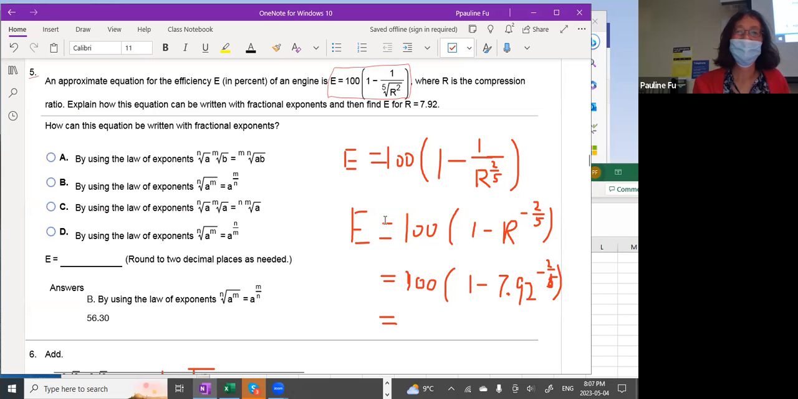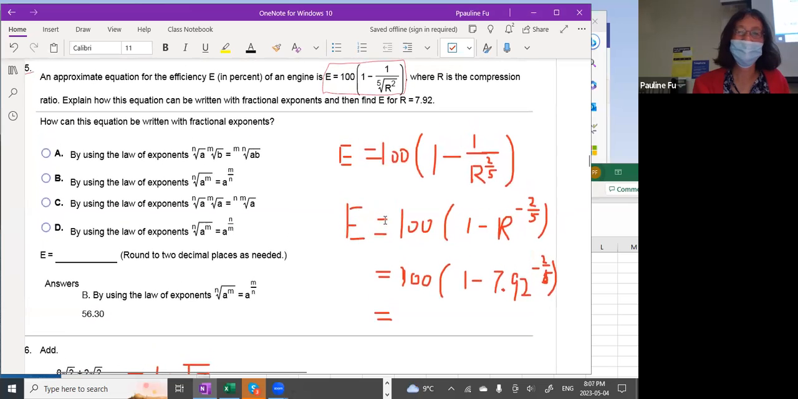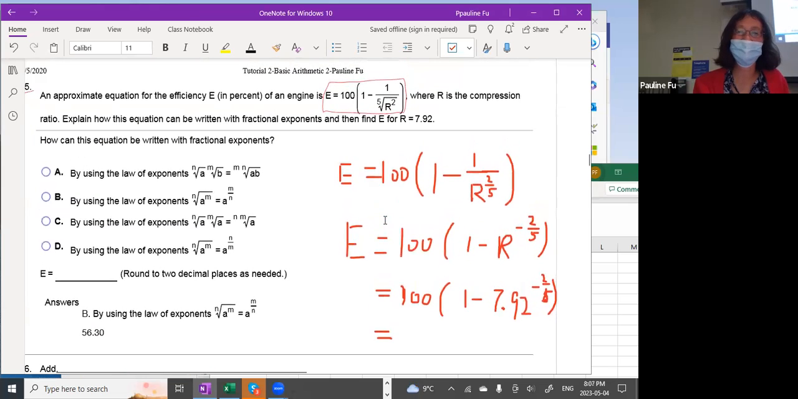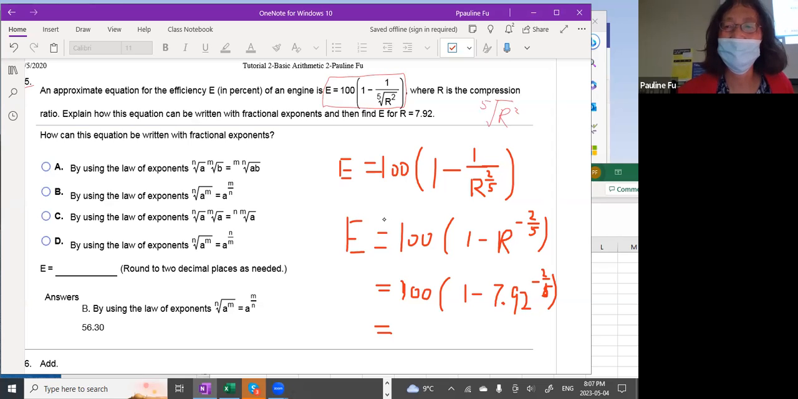So basically, you are asked for the fractional exponents. Originally you have E equal to 100 times, okay, so this one, R squared, and then take the fifth root. This is a radical, so this one is the same as R raised to power 2/5.